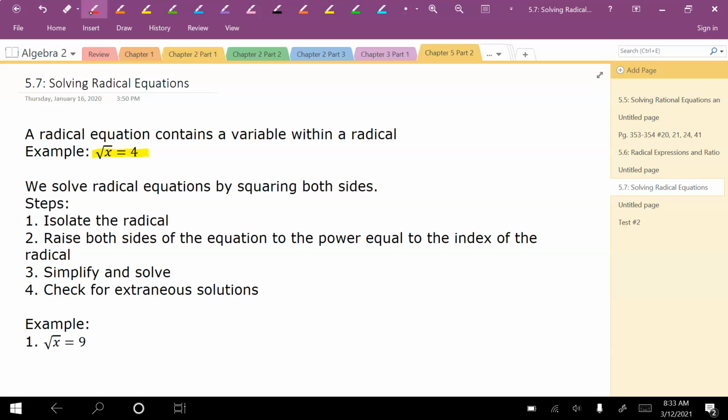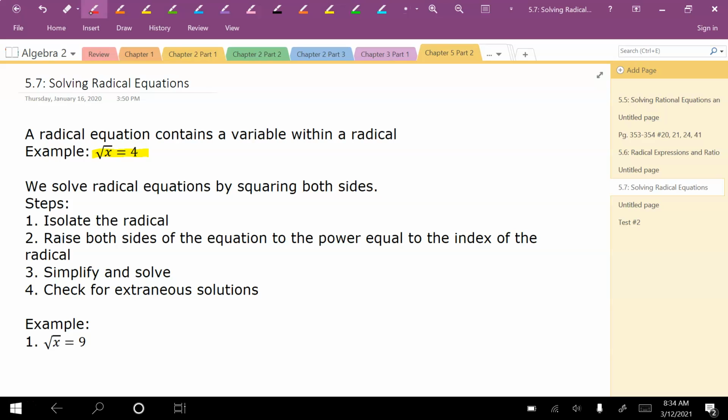In order to solve radical equations, if it's just a regular square root, you start by squaring both sides of the equation. That way it gets rid of the square root sign, but then you'll also have to make sure that you square the other side too, whatever's on the other side of the equal sign, because it's the same as solving a regular equation. Whatever you do to one side, you have to do to the other so that it stays balanced.